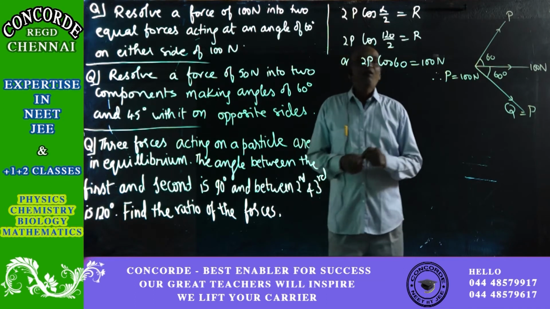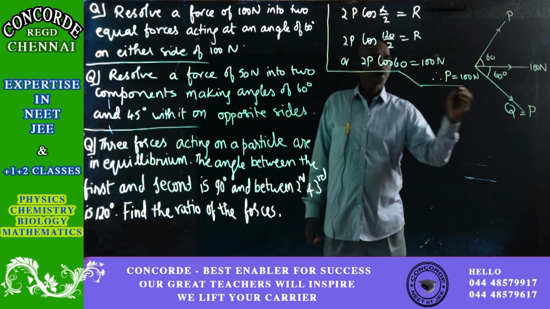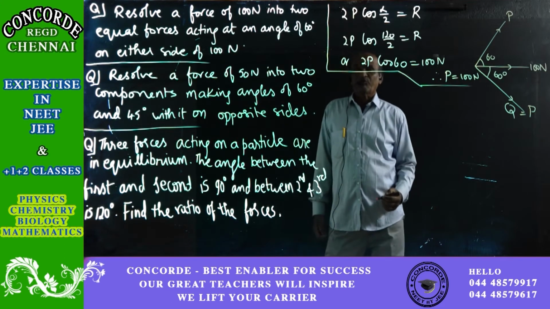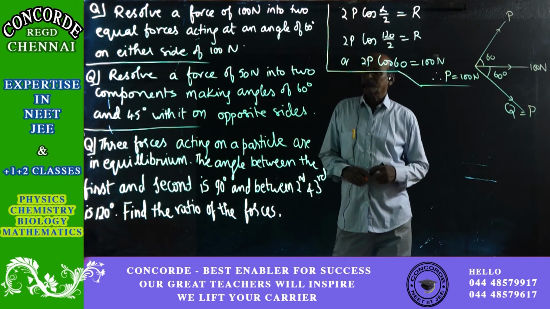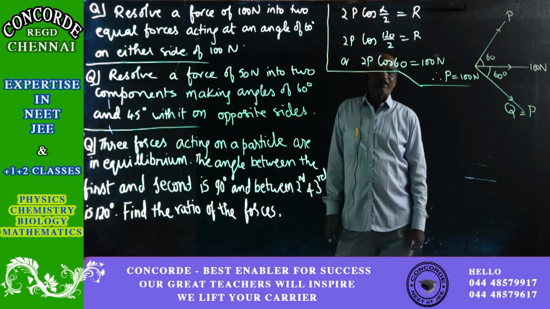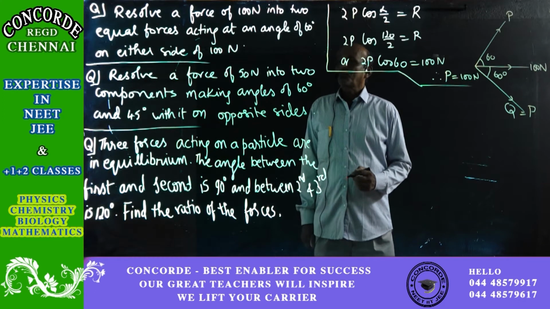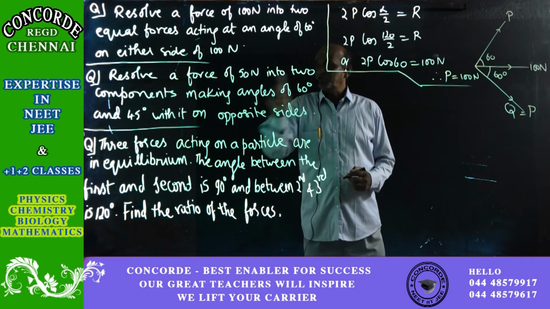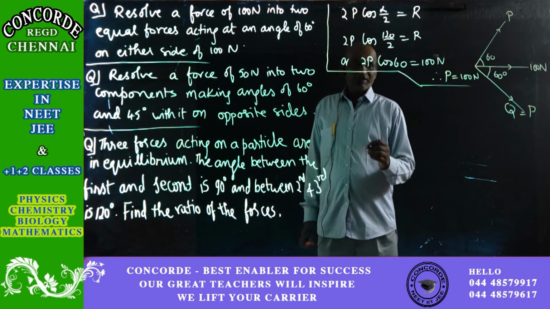Okay. So we now have the next question, which is: resolve a force of 50 newtons into two components, meaning a force is divided into two forces, making angles of 60 and 45 degrees with it on opposite sides. So we have a force of 50 newtons which we have to resolve, that is divide into two components, making angles 60 and 45. So show that here.